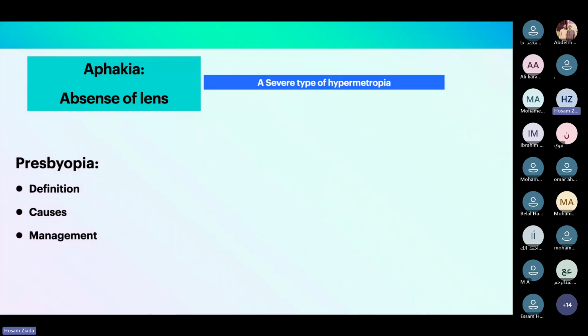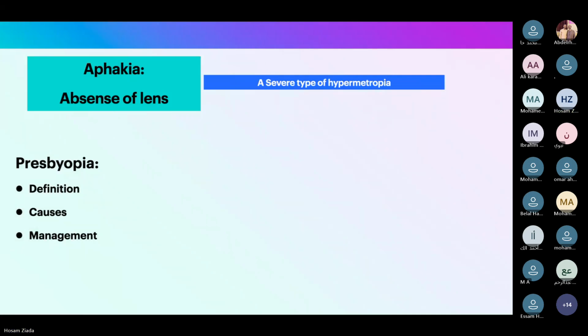What I have said in the previous slides are the most important types of errors of refraction and how to diagnose and how to correct them as well. Finally, aphakia, absence of lens. When I ask you what's aphakia, you will give me the expression only, but you should give me the optical definition. Aphakia means absence of lens. It's the anatomical definition. What's the optical definition? A severe type of hypermetropia. No lens, so decreased power.